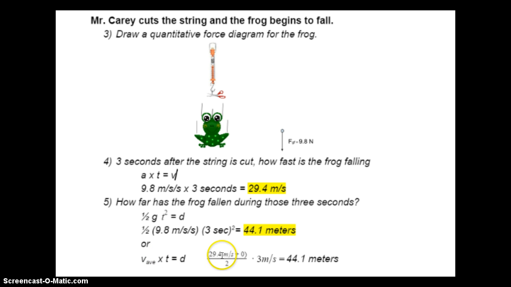Or we could look at it in terms of average velocity times the time. Our average velocity is going to be our starting velocity, 0, when you cut the string, to our final velocity, 29.4 meters per second, found here, and divide that by 2, times the amount of time that it has been traveling, 3 seconds. Sorry about that error. Kind of shows the importance of using units. So our 29.4 meters per second times our 3 seconds, we end up getting that same value, 44.1 meters.